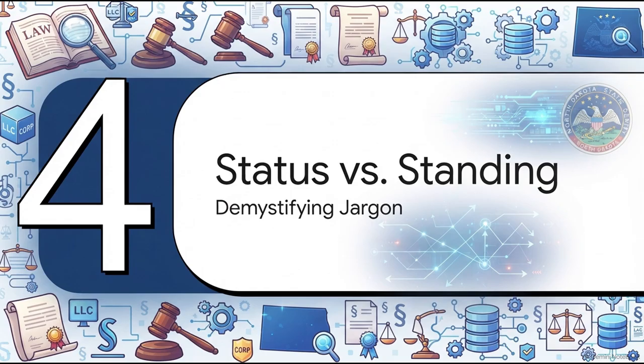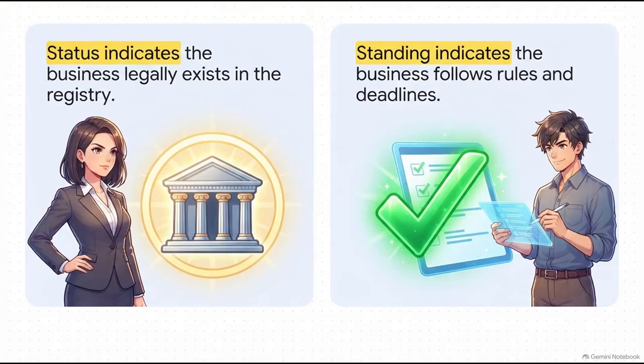Decoding status versus standing. Let's demystify some of this legal jargon, shall we? Understanding the distinction between these two is vital for corporate risk assessment. Status and standing are completely independent indicators in North Dakota. Think of it like this. Status is the legal existence of the business within the registry, whether the corporate charter is active, dissolved, or merged. It's basically answering the question, does this business actually exist?